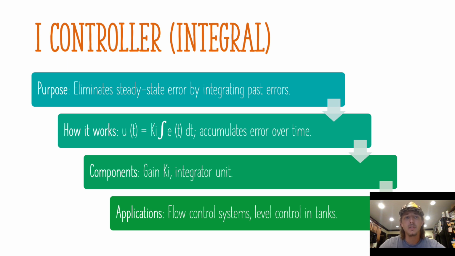I controllers are often used in processes where very small, constant errors need to be corrected over time, such as in controlling levels of tanks or slow-changing temperature systems. Now, on their own, they are rarely used, but they do play a very crucial role when combined with other proportional controls like PI or PID controllers.